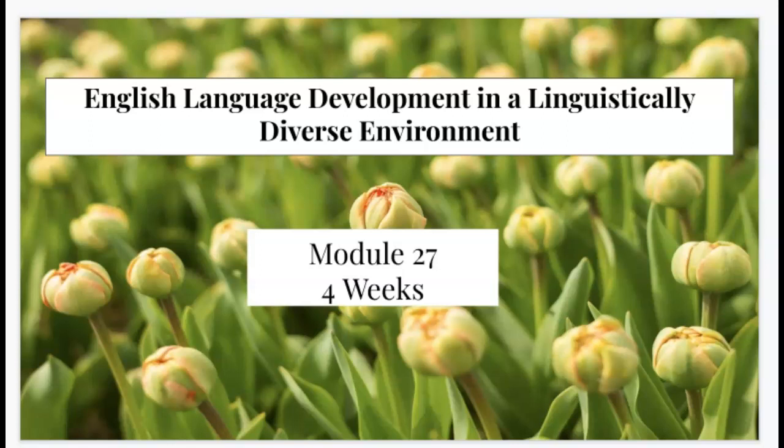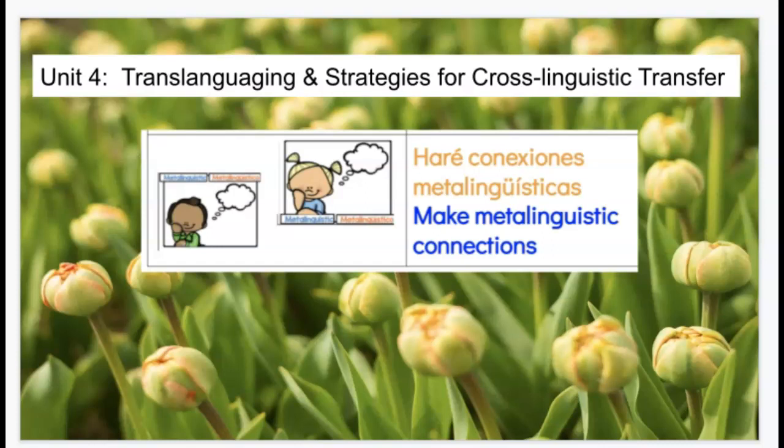We're going to be talking about translanguaging and strategies. So we are already in Unit 4 of Module 7, and we're going to be talking about translanguaging and strategies for cross-linguistic transfer. And so this is what they call the +1 language domain. You know that we have 4 language domains for reading, writing, speaking, and listening, and the +1 is making metalinguistic connections. And that is where translanguaging comes into play.